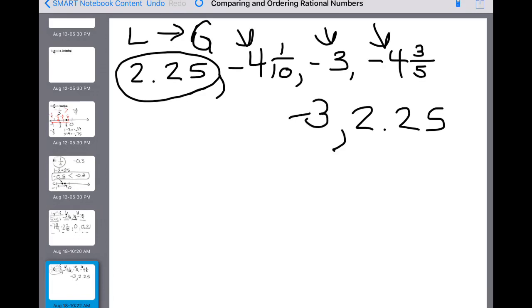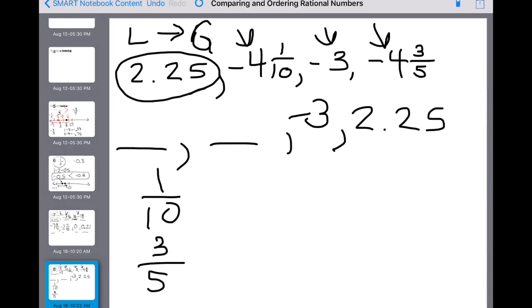-3 would go after 2 and 25/100ths, or before if you're going left to right, because it is going to be larger than my other two -4s. I don't know what order those other two go in because they both have the same whole number. So now I'm going to ignore the whole number and just compare those two fractions to see which one is larger or smaller. You can change these to a decimal, which I'm sure some of you did. You could look at a number line, which some of you may have done. I'm going to show you another strategy.